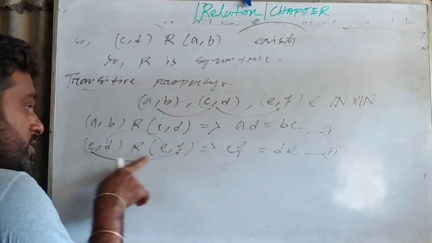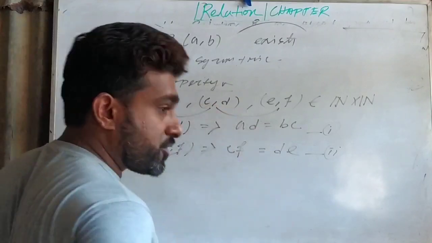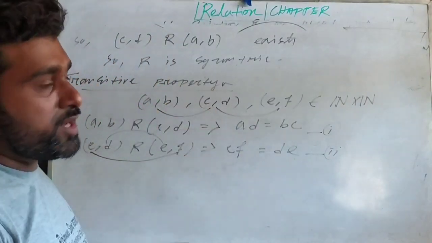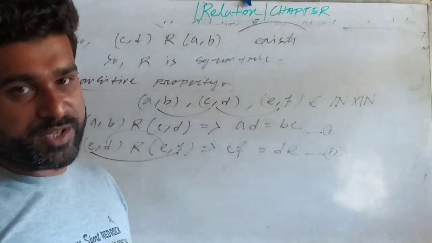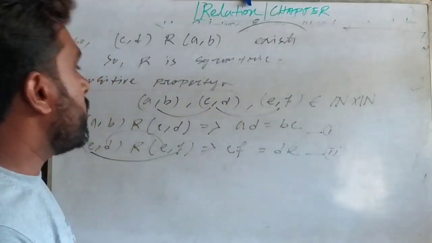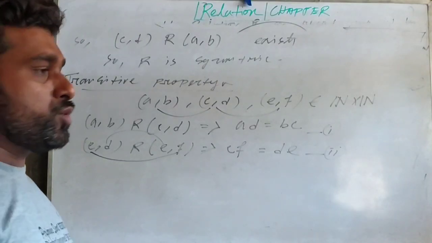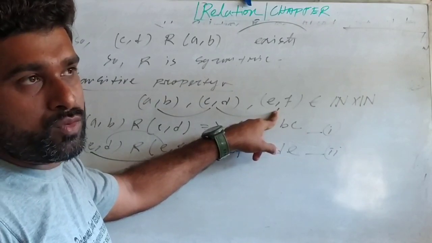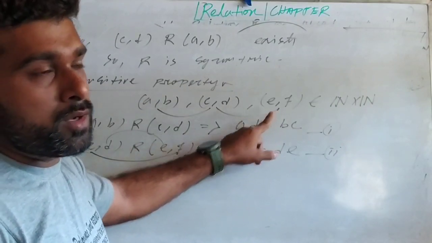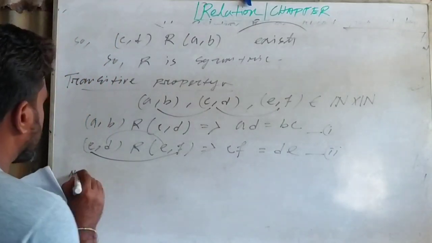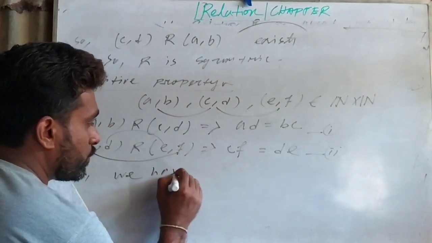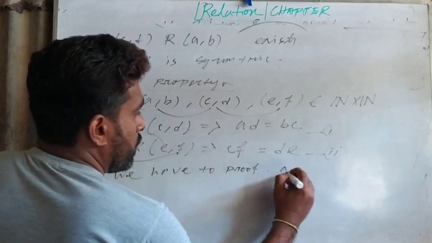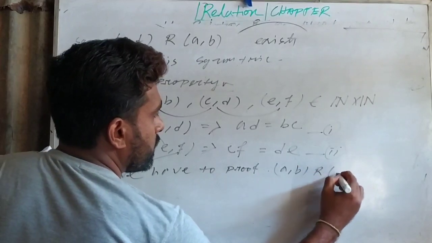Okay, this relation is not given, but as you all know in the transitive property, if you have the 3 elements, that means the first 2 elements have their friendship or relation, and the second 2 elements have their friendship also. Okay, so now we need to construct a new relation between AB and EF. I think we don't know whether they have their relations or not, so we need to prove. So now we have to prove A comma B related to E comma F.